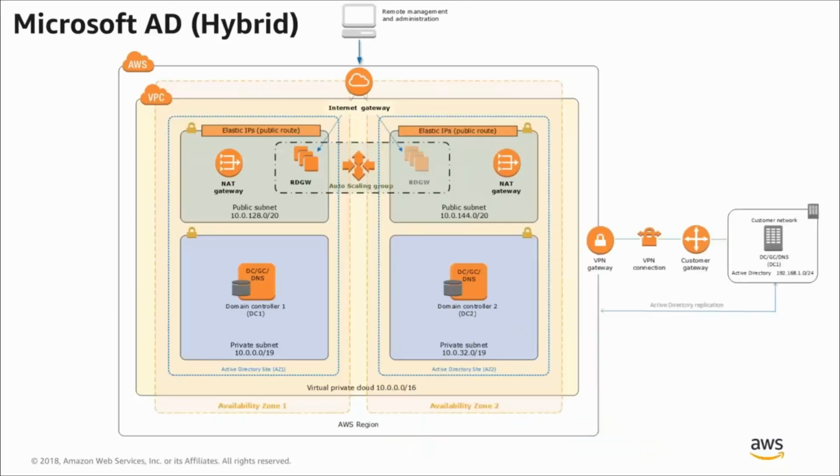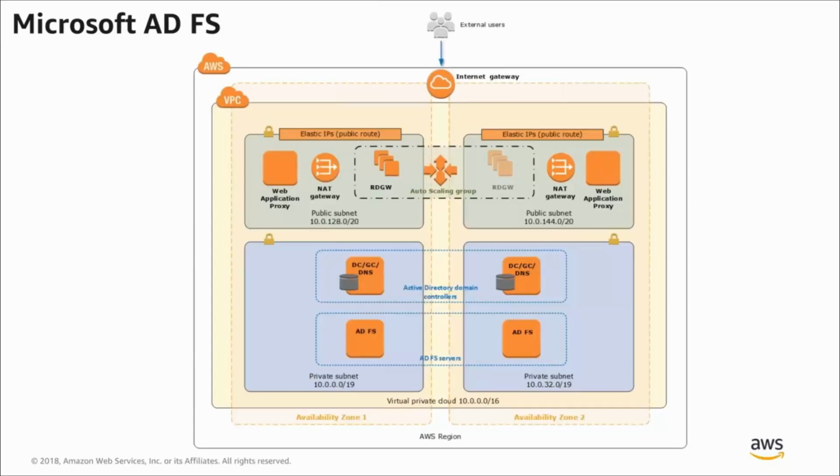Now here's a similar architecture diagram. This time this is that Microsoft Active Directory Quick Start that I just showed you, but this one is slightly different in that it has a hybrid component to it. So you can actually take that architecture that I just showed you and then connect it over Direct Connect or VPN gateway. In this case, we're showing a VPN connection to your on-premise network. And so you can use that connection to the on-premise network to replicate your Active Directory to the cloud.